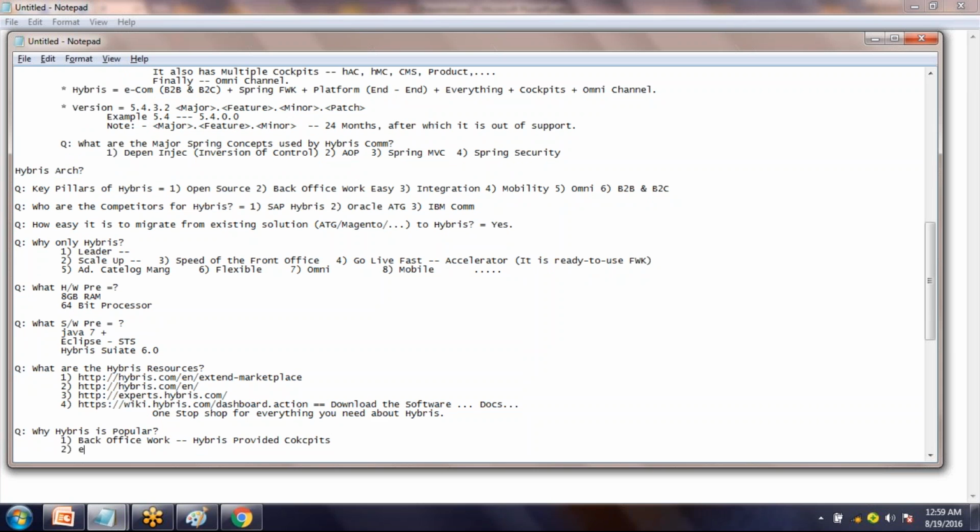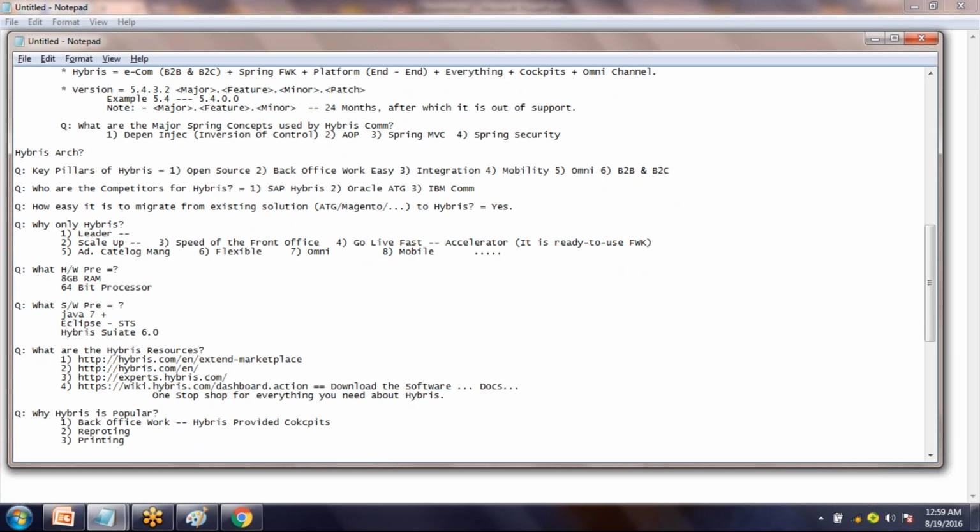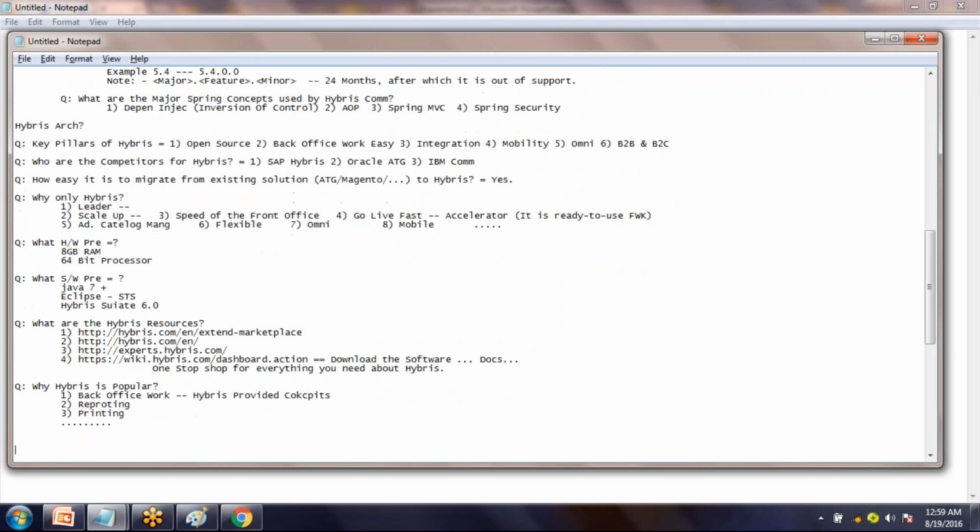Then we can do reporting. Why is this popular? We can do reporting very easily. We can do printing and a lot more. That's why SAP Hybris is popular nowadays. There are a lot of back office tools we talked about: Hybris management console, Hybris administration console, product cockpit, CMS cockpit, and so on. There are many things to discuss, but I don't want to confuse you. Let me give you one more important conclusion.